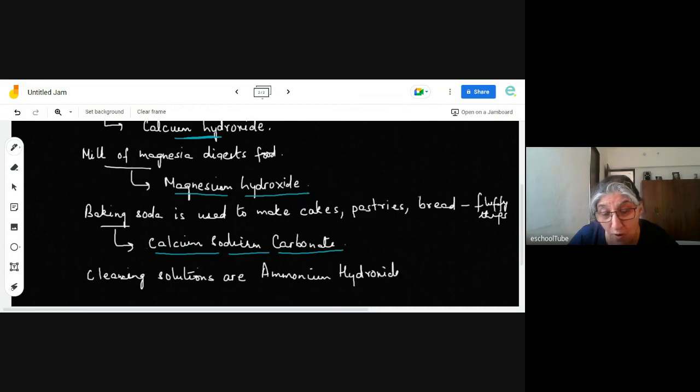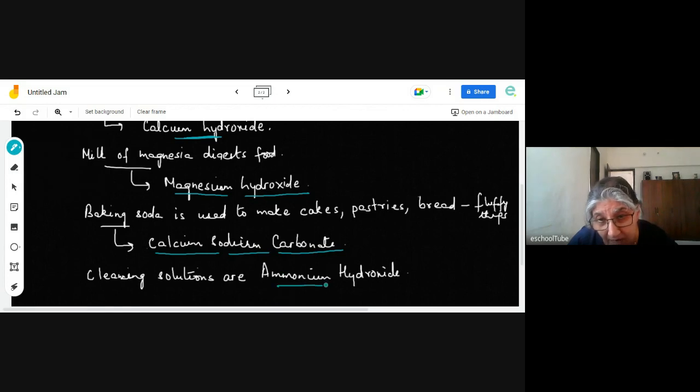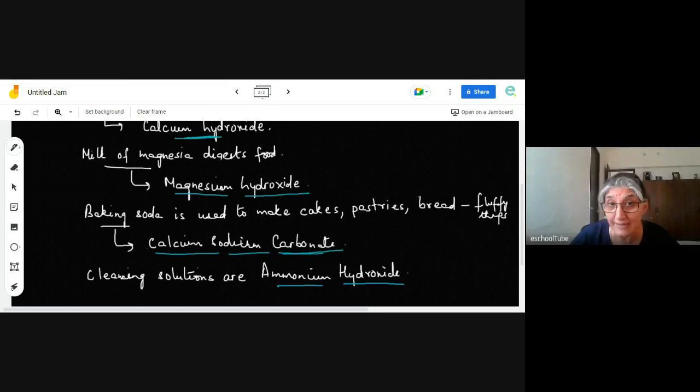So we have now different names of bases: ammonium hydroxide, magnesium hydroxide, calcium hydroxide, sodium hydroxide, calcium sodium carbonate. This is also a base. Okay. There are two big names of bases. At the moment, let's see.